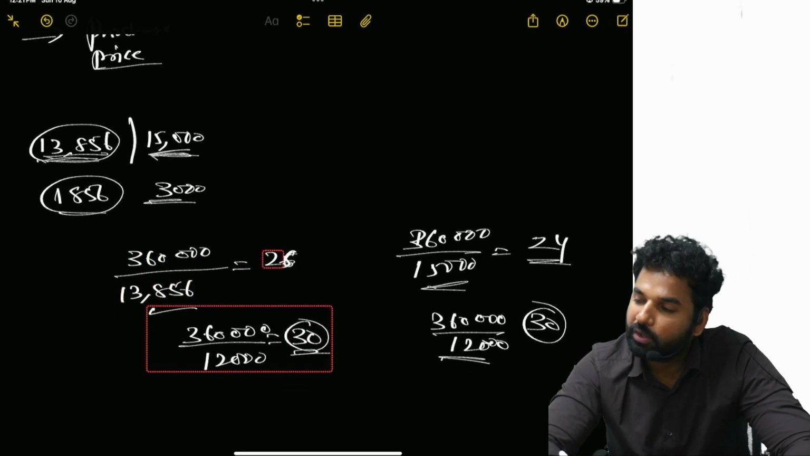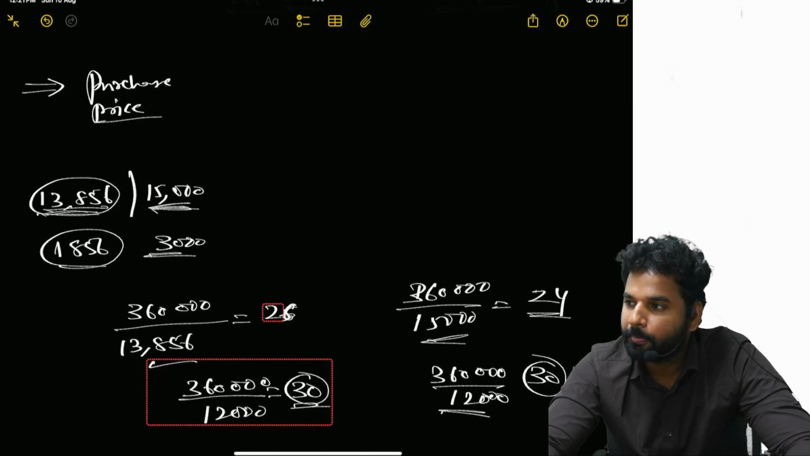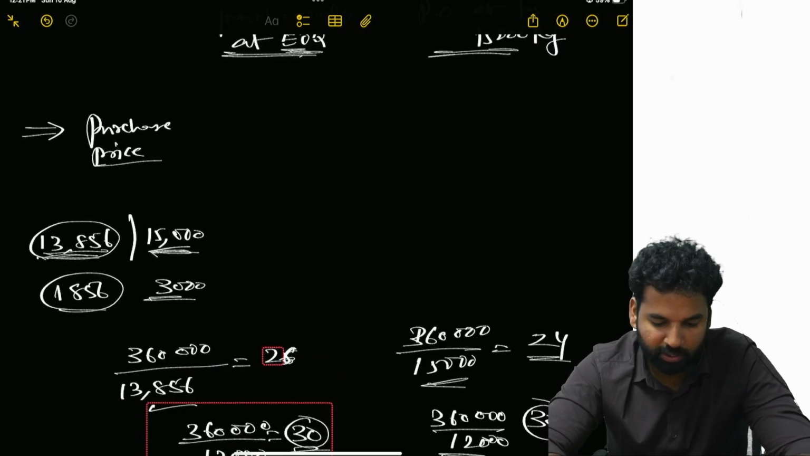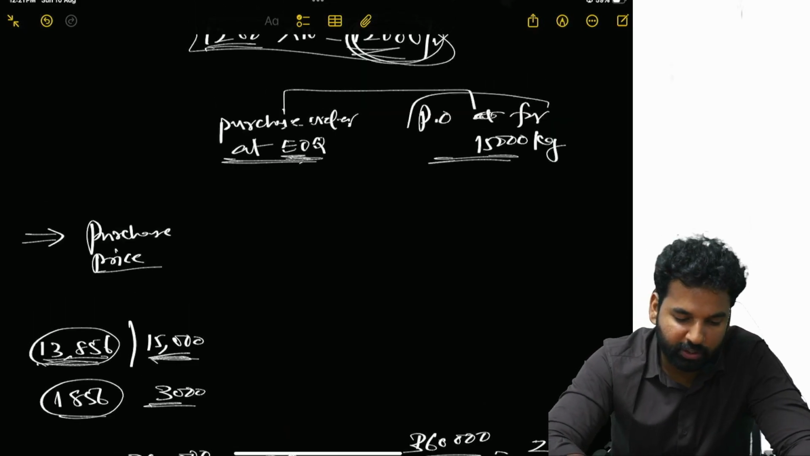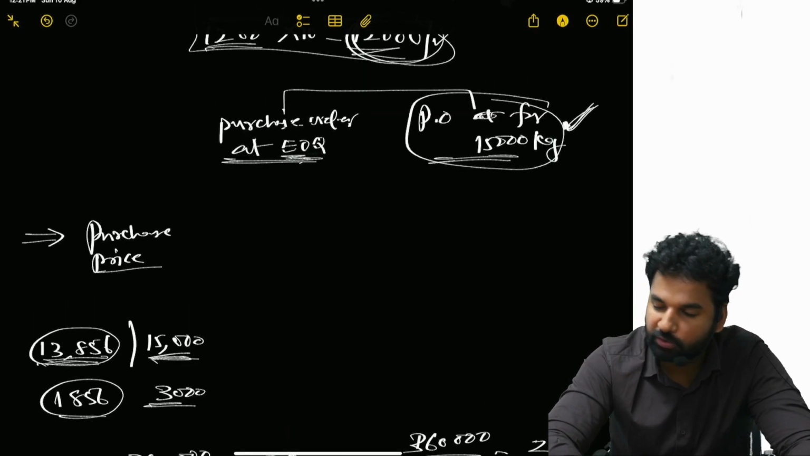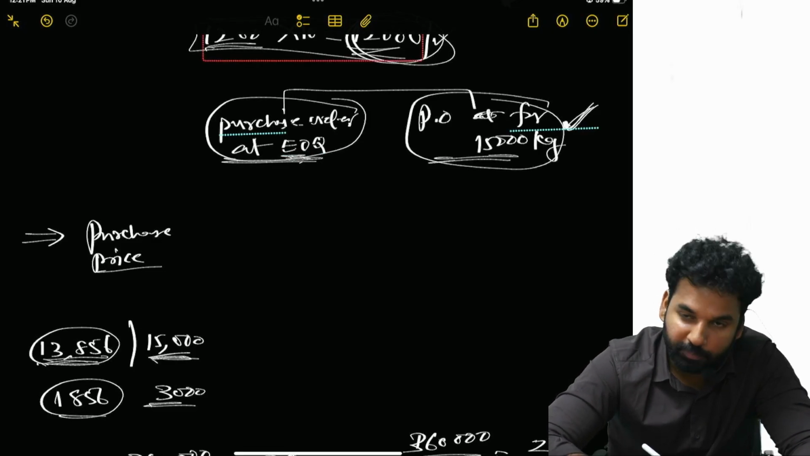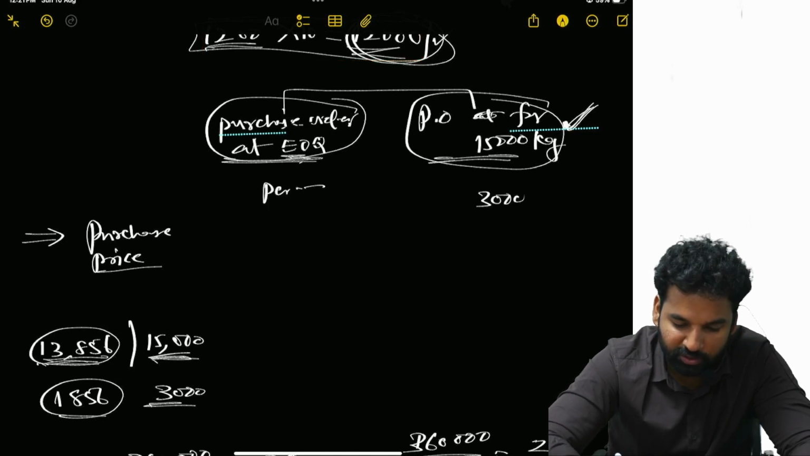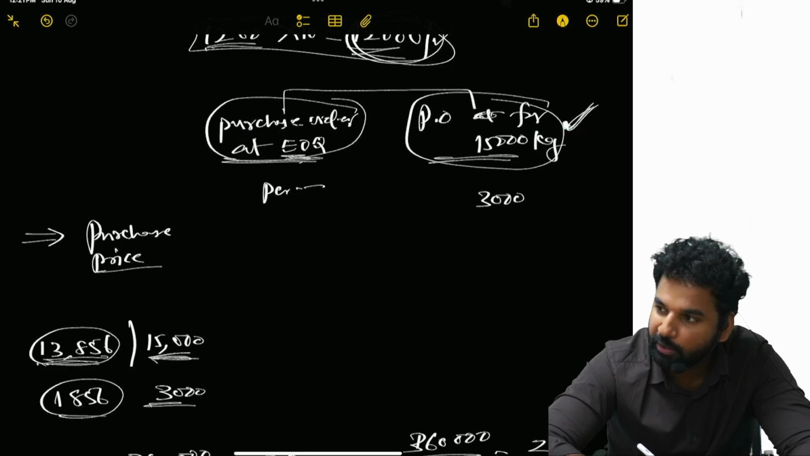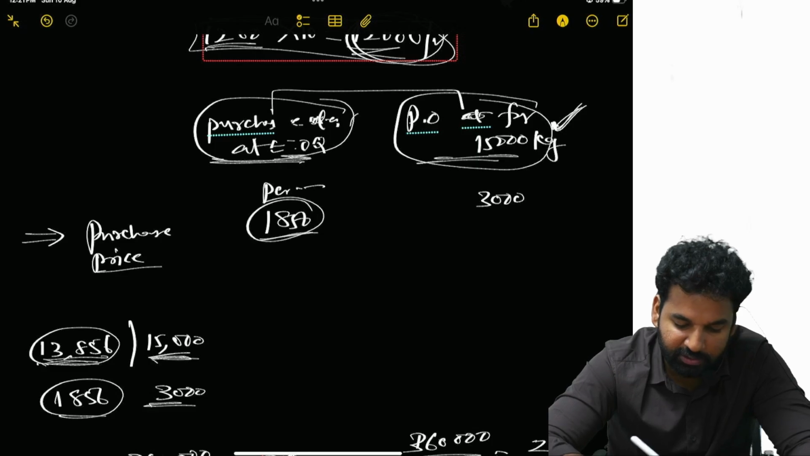Okay, carrying cost. See, we have to differentiate between these two, correct? We are opting for this now. So what will be the differences? There will be a difference in perishable units. Here the perishable units are 3,000. Here the perishable units are how many? 1,856. This is the amount of loss.